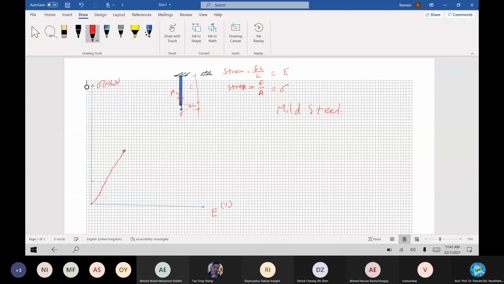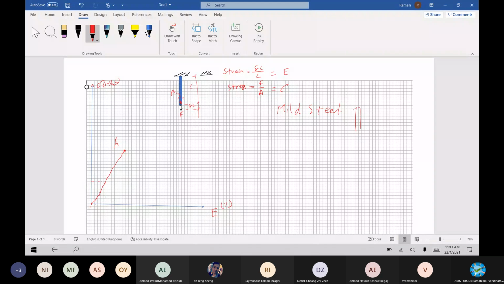It will reach one point. Let's take this as point number 1 or A. Simple notation A. All right. So until this point is called the elastic limit. Why do I say elastic limit? When you remove the load, the material will tend to return back to its original shape.